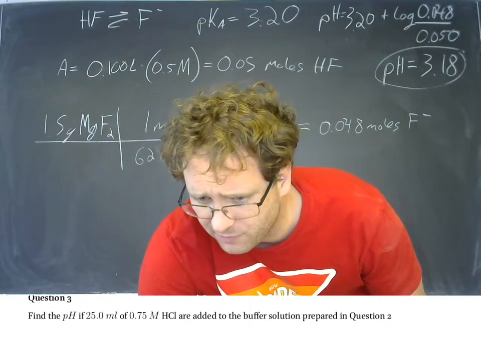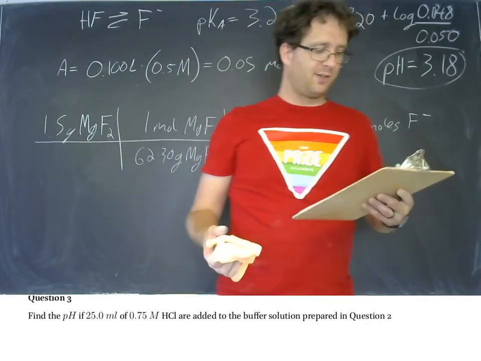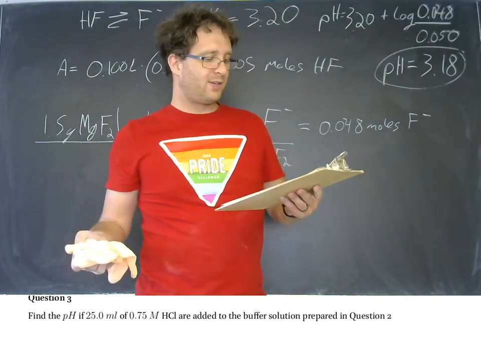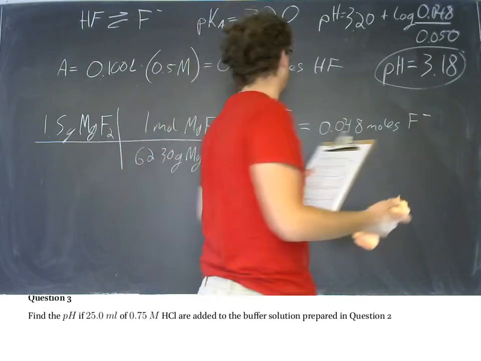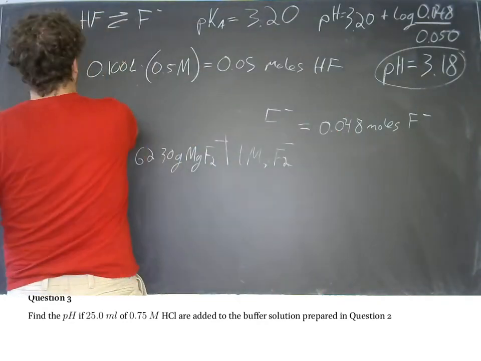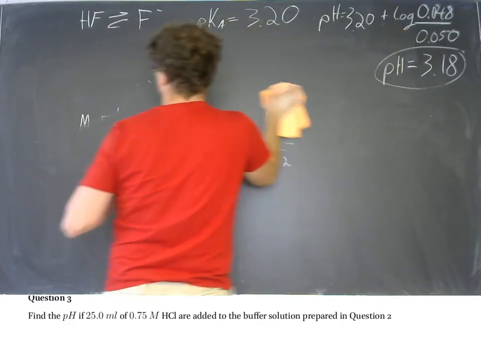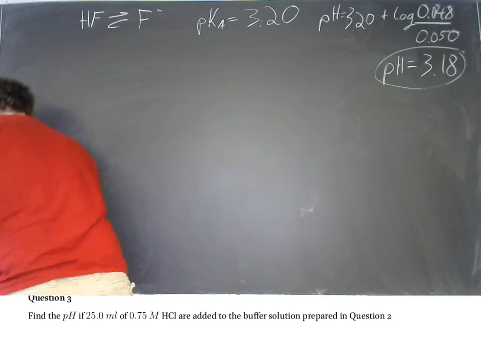Question 3, find the pH if 25 milliliters of 0.75 molar hydrochloric acid are added to the buffer solution prepared in question 2. I'm actually going to erase this. Everything we need is kind of contained up there, just as long as we remember what it represents.